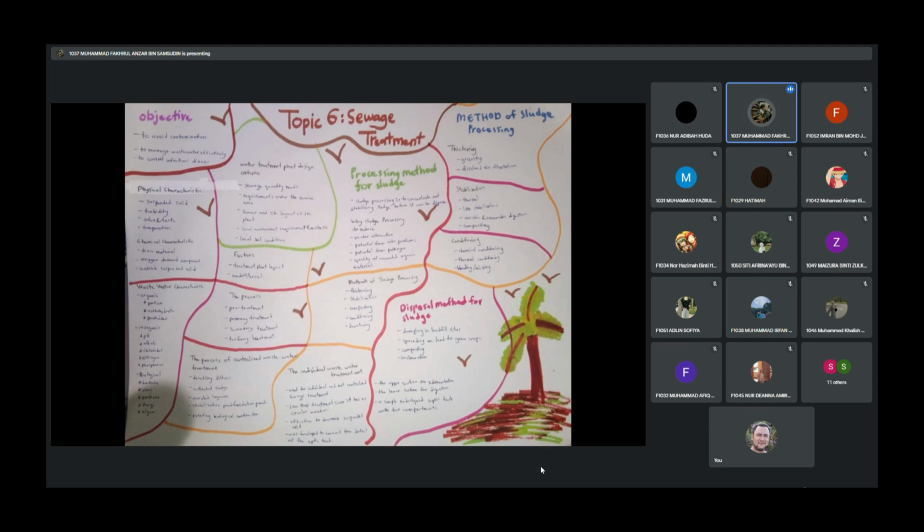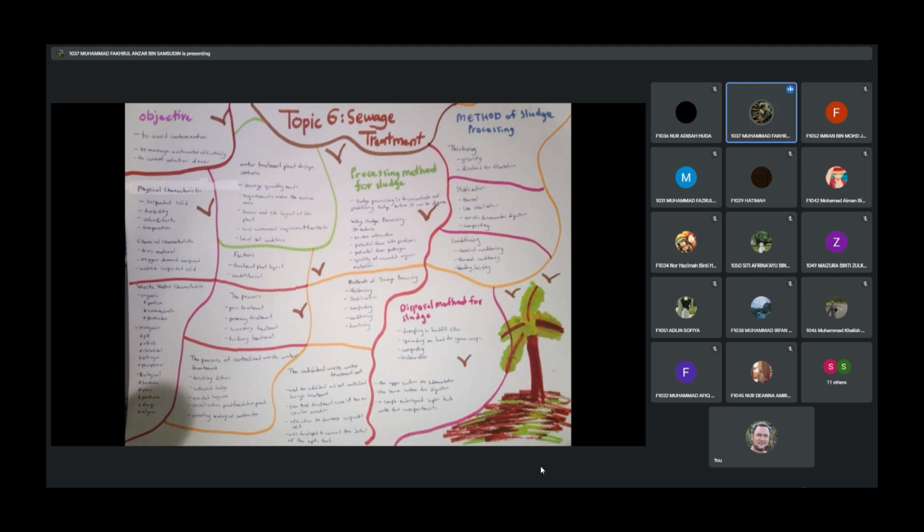And then the water treatment plant design criteria. Sewage quantity need is the requirement under the service area. And then the factor is treatment plant layout, conduit or vessel. The process is pre-treatment, primary treatment, secondary treatment, and tertiary treatment. And the processes of centralized wastewater treatment are trickling filter, activated sludge, aerated lagoons, and stabilization pond.